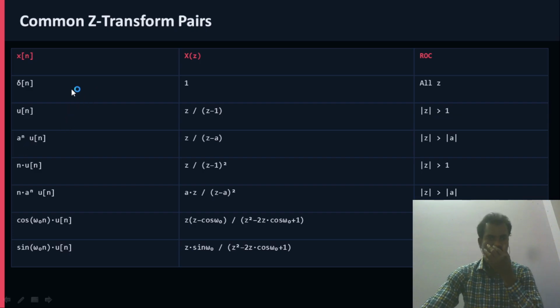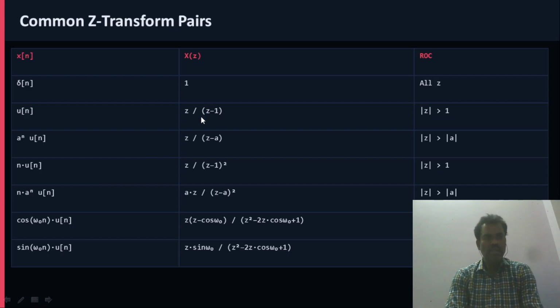So Z transform of delta of n is 1. Z transform of u of n is z by z minus 1. So a power n u of n is z by z minus a. As it is multiplied by n, it will be differentiated. So u of n is z by z minus 1. If you multiply u of n with n, the differentiation of z by z minus 1 leads to z by z minus 1 whole square.